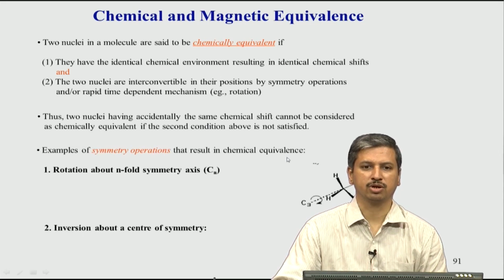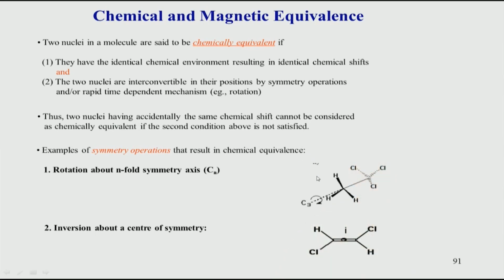The example is shown here on the right. For example, let us look at these two, or we can look at all the three hydrogens here. I can convert this hydrogen into this position by simply a rotation. The angle between them is 120 degrees. So, by simple rotation I can change this to this hydrogen, or I can take this hydrogen to this side by another rotation. So, by simple rotation I am able to interconvert these three hydrogens.